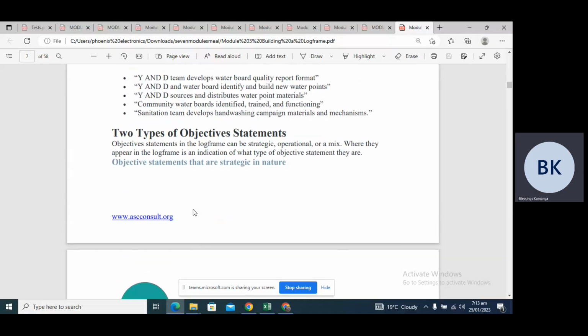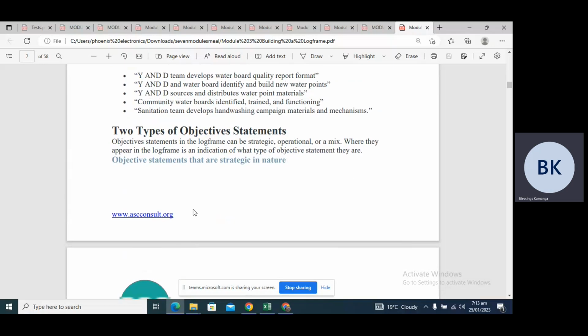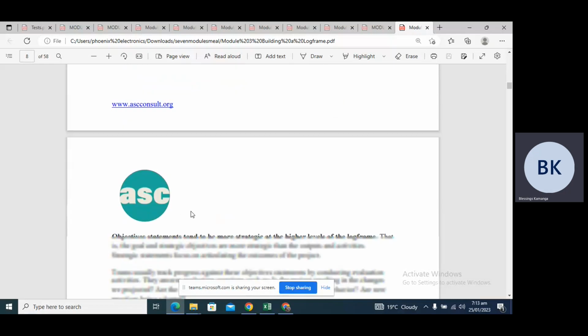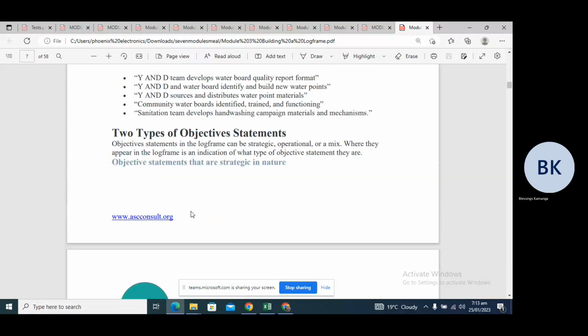Then the question is, what type of objectives do we have? We talked about objective statements in the framework being either strategic, operational, or a mix. I talked about the lower levels having more operational aspects. So this is basically the same thing: the lower levels are more operational, while the higher levels are more strategic.